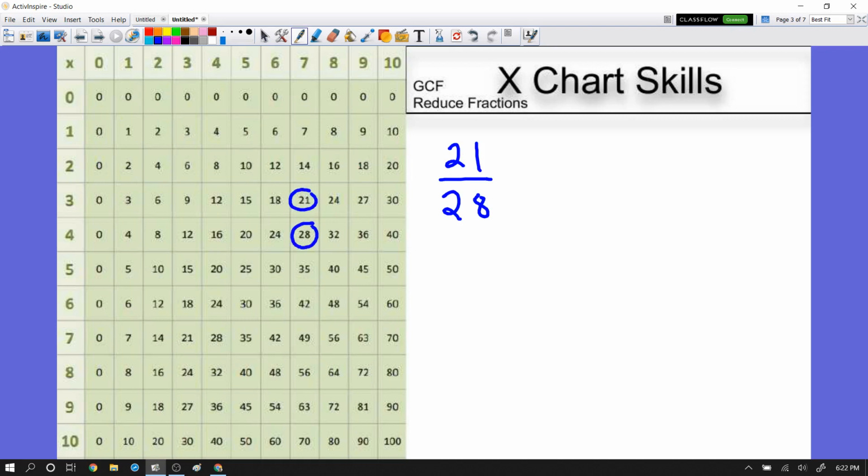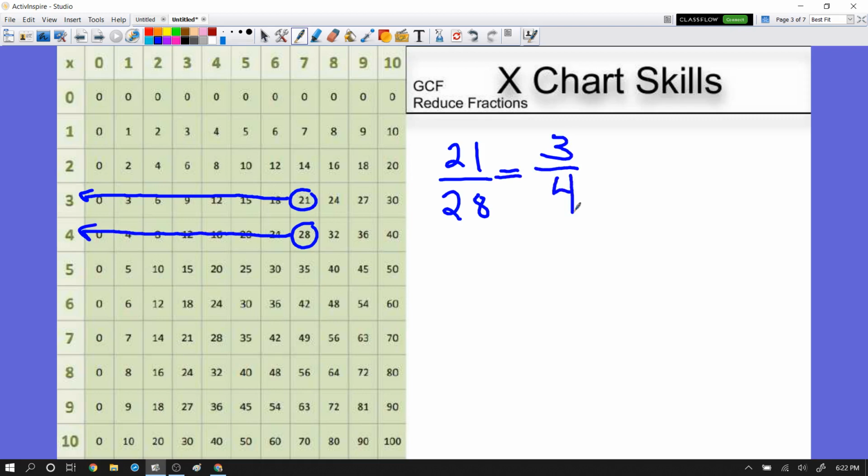21 and 28. Once you find the 21, you just go down a column until you find the denominator. If you don't find it, then you might be running into a rare fraction that is not necessarily on the multiplication table. And then we'll get into more complex ones as those come up. So all you got to do is follow it over to the left, and you get your reduced fraction, 3/4.